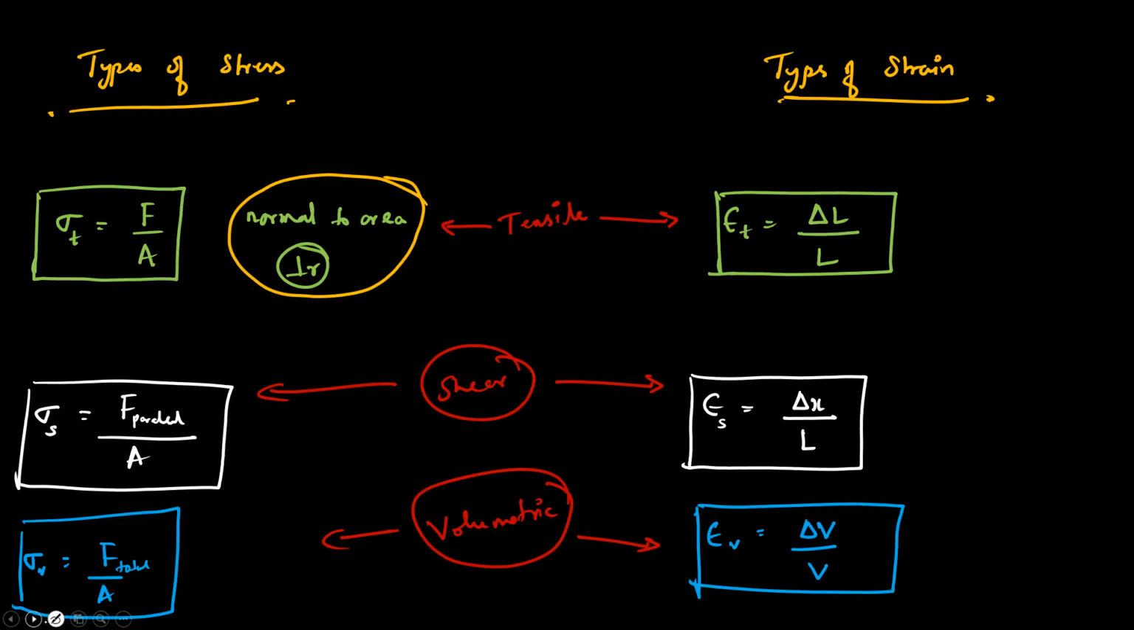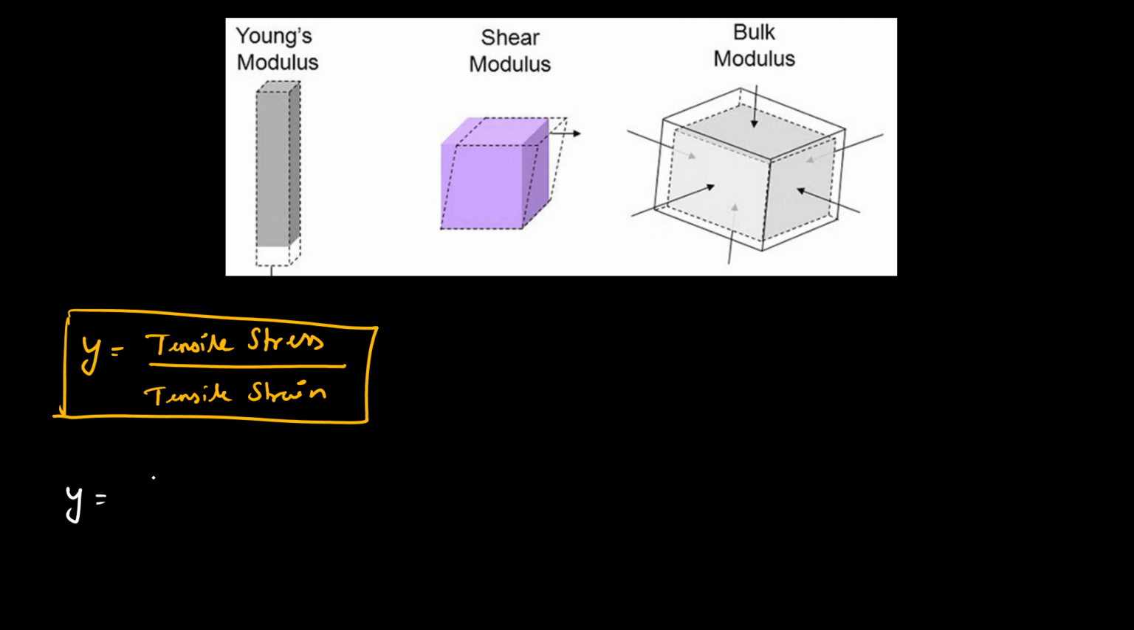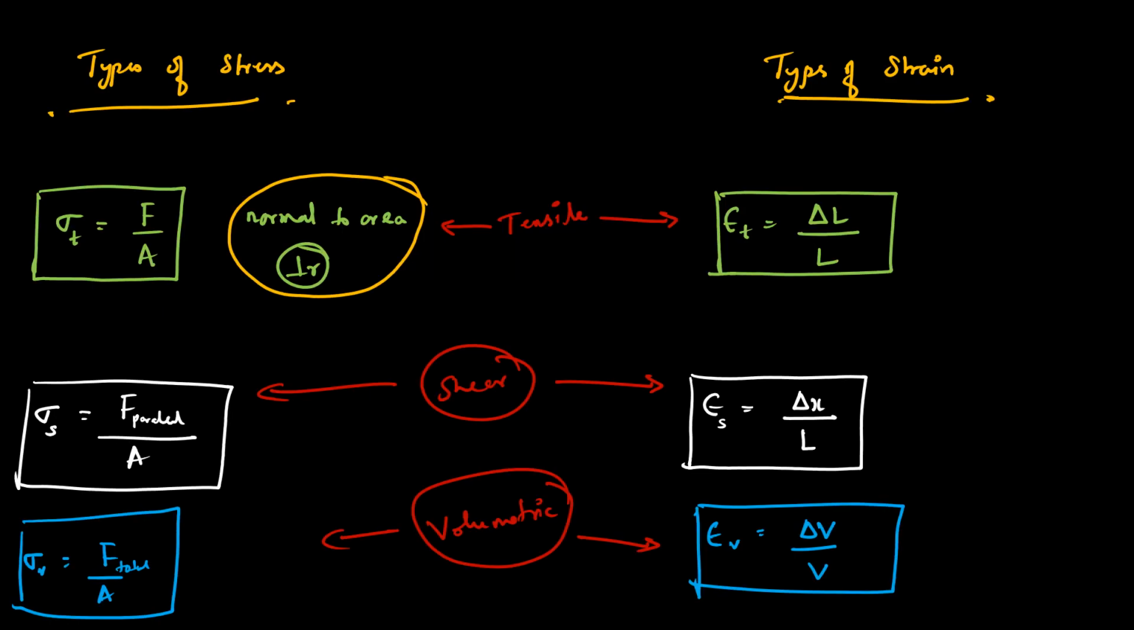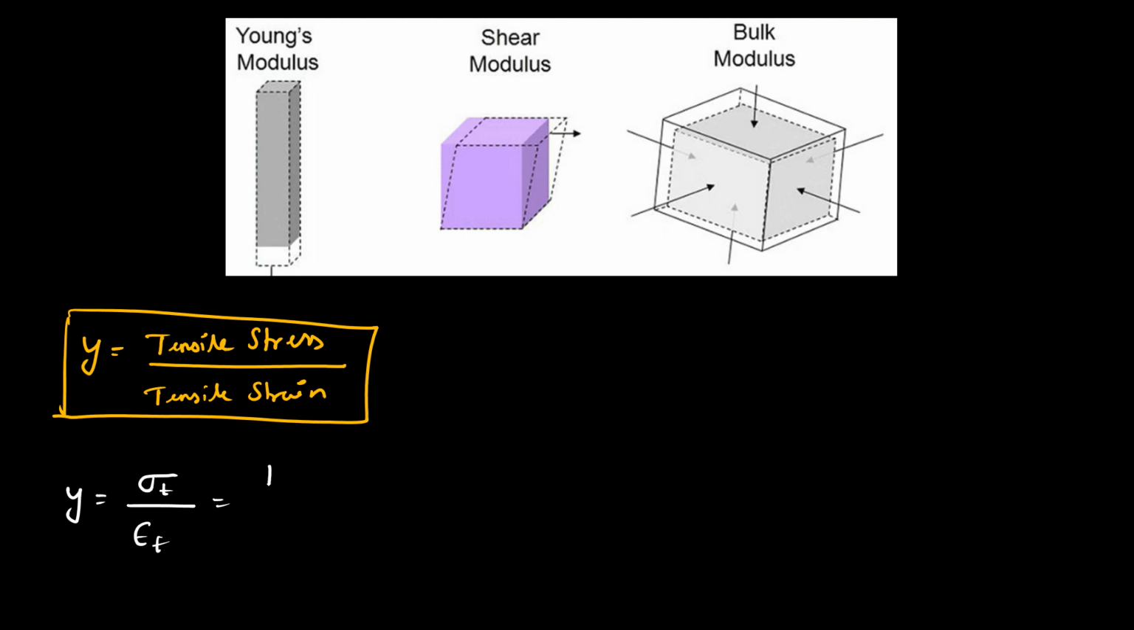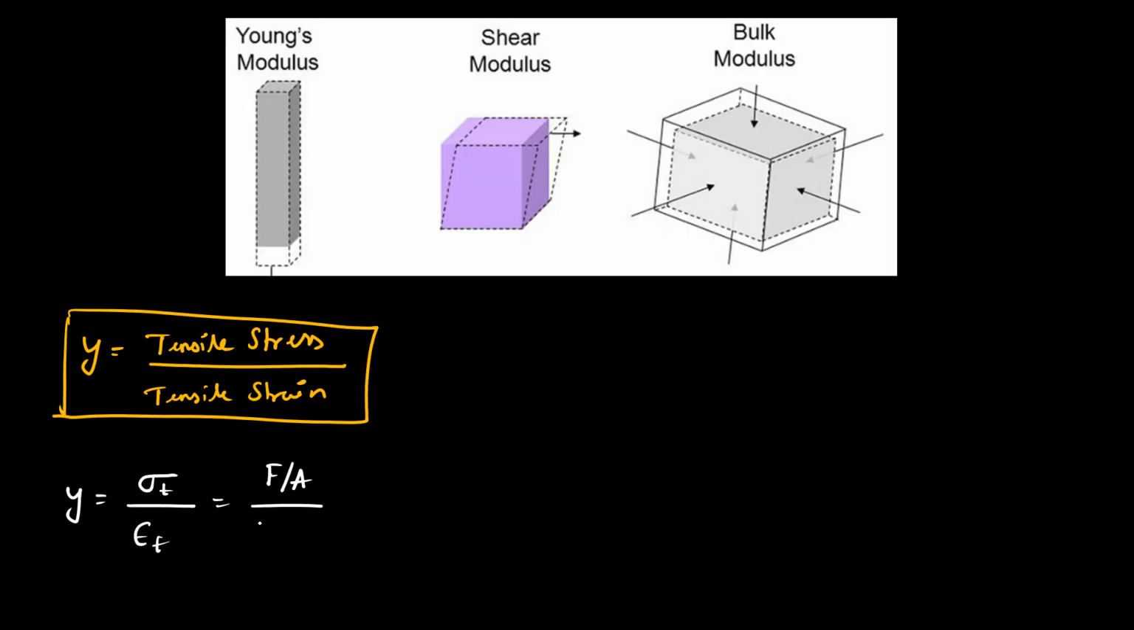The same value can be plugged in over here, right? Now you just have to remember that one. You can write this as sigma T divided by epsilon T. And what is your sigma T? It is your F divided by A. So you write down F divided by A over here. And here, epsilon T is delta L divided by L.